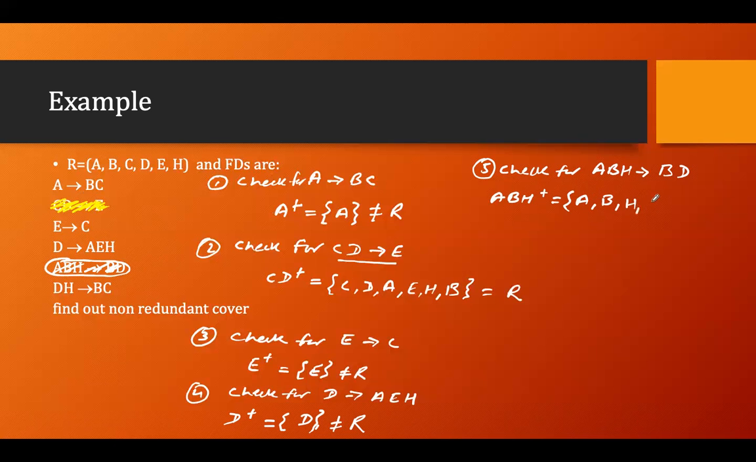B is already there, C will come. Then is B alone determining anything? No. Is H alone determining anything? No. What about any combination? No. So we are not getting D here. We have A, B, C, and D and E we are not getting, right? So it is not equal to R. If it is not equal to R, it means we require this particular functional dependency.